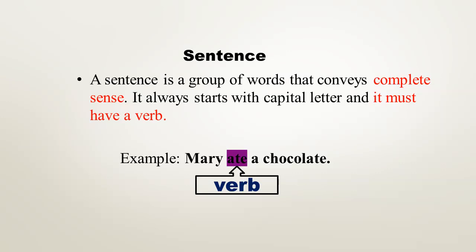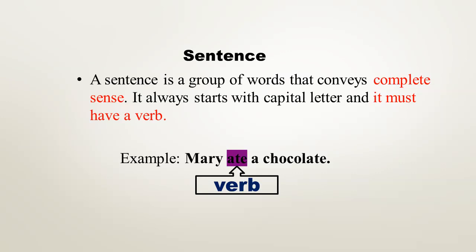We can say that if there is no verb in a sentence or in a text, it is not a sentence. It must be a phrase or something else. The second important thing to notice here is that a sentence should always give complete sense. It should always give complete meaning. A group of words that is not giving us complete meaning, that is not conveying the complete message, is not a sentence. Let us look at the example.